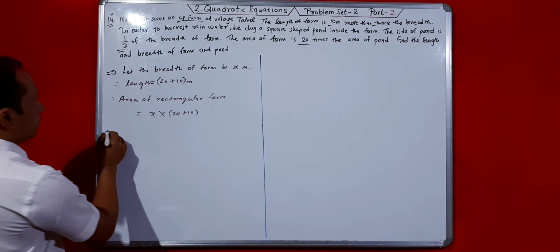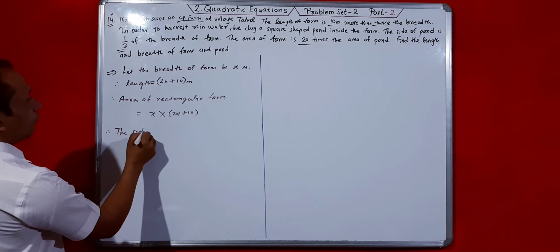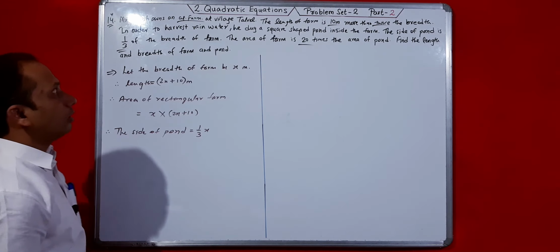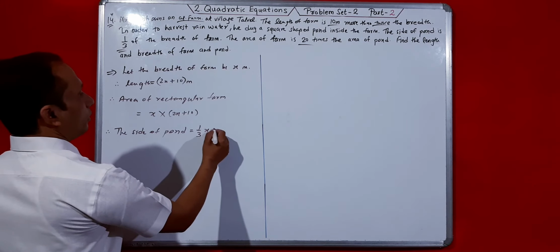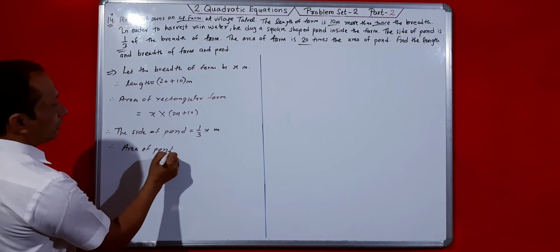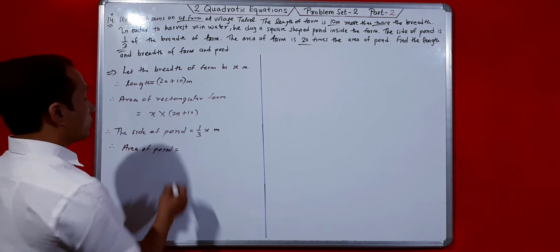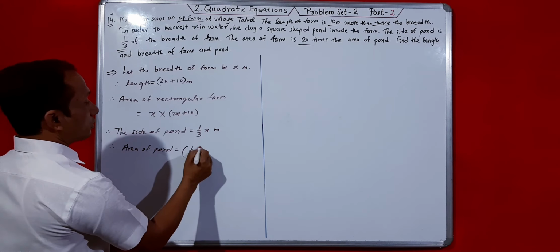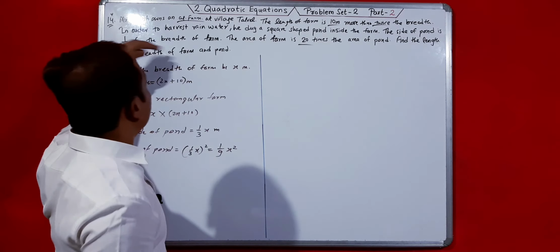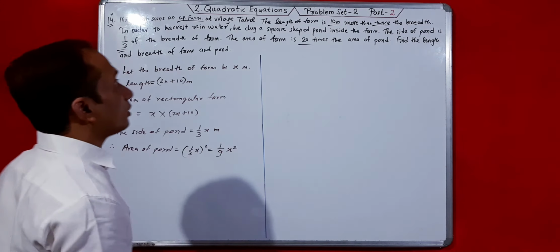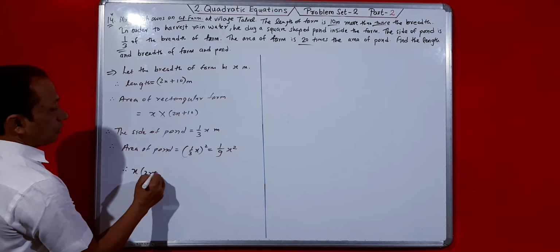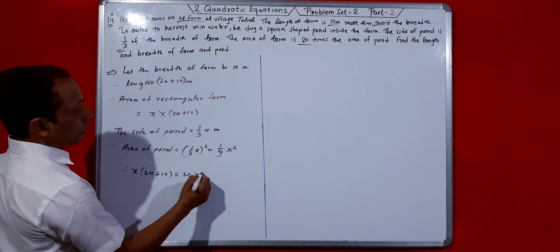Therefore the side of the pond is equal to one third of the breadth of the farm, in meter. Therefore area of pond, it is actually square shape, so its area is side square, so 1 upon 3x square, so 1 upon 9x square. Now what is given, the area of the farm is 20 times the area of the pond. Therefore, area of farm x into 2x plus 10 is 20 times the 1 upon 9x square.